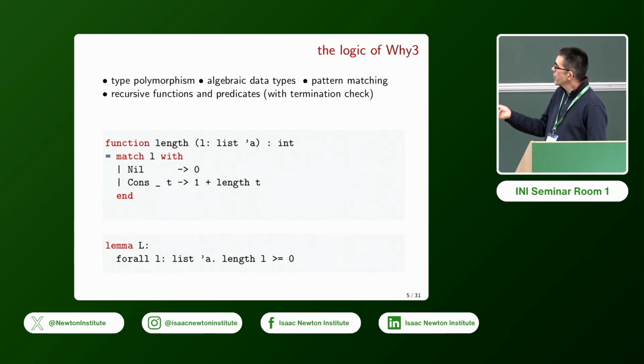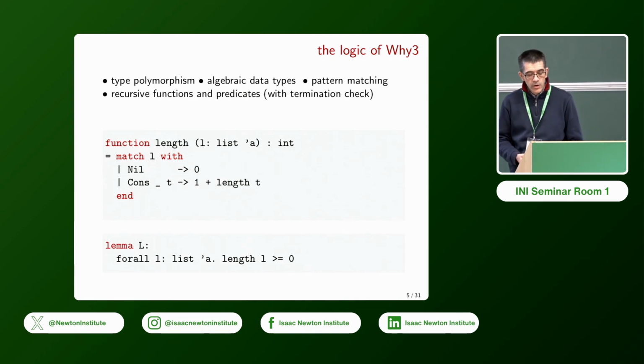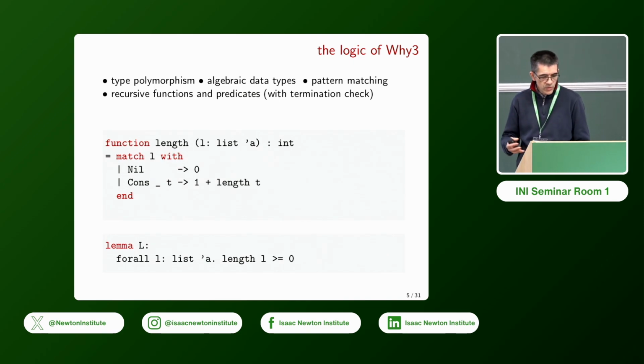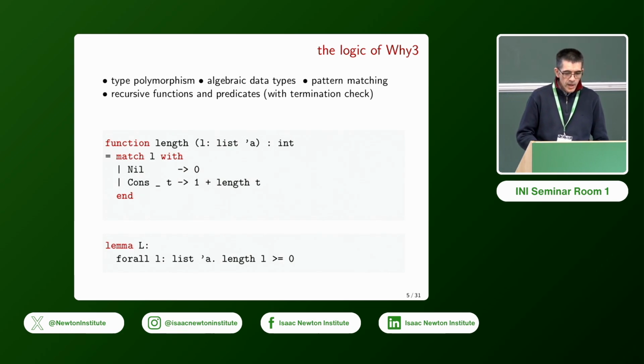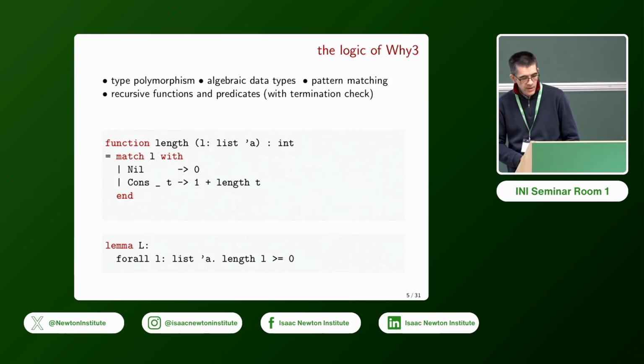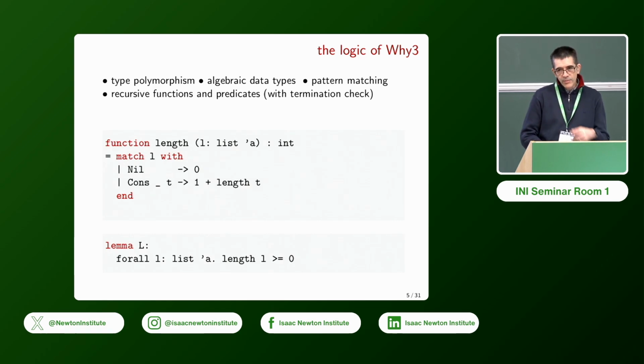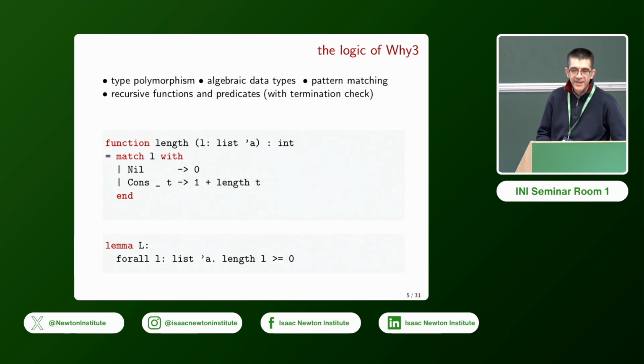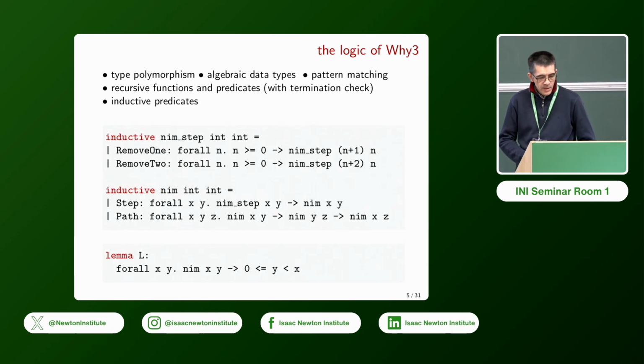Okay. So for instance, here we are defining in the logic a recursive function to compute the length of a list, using pattern matching and a recursive call, as you would do in any ML programming language. And you can state things about such a function. So for instance, you can state that the length of any list is non-negative. In a moment, we are going to see how we can prove this, but at least we can state it for the moment. Okay.